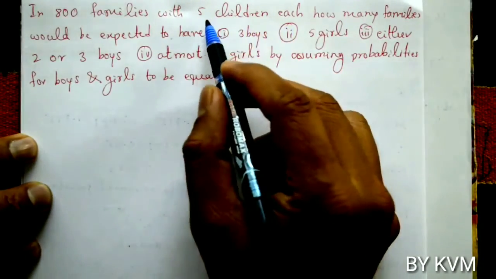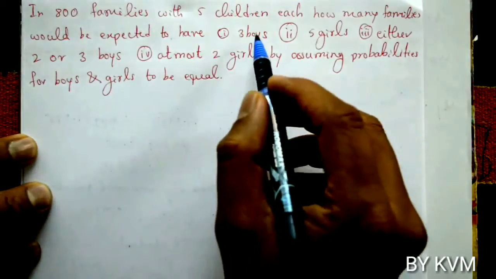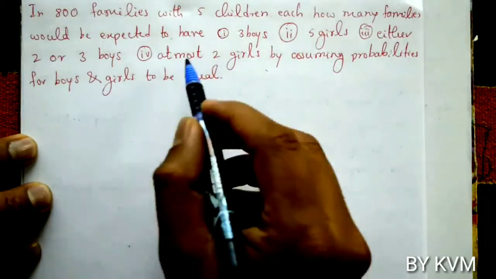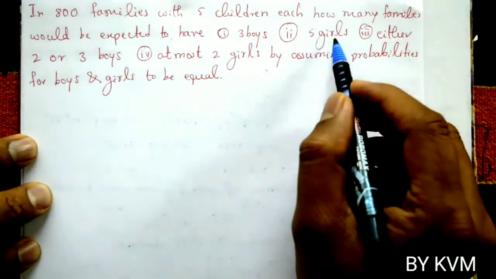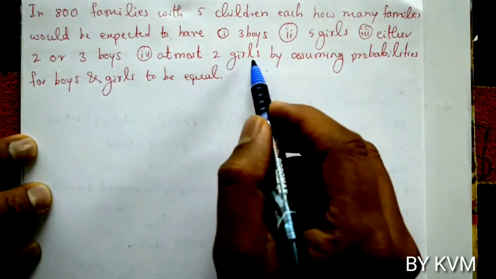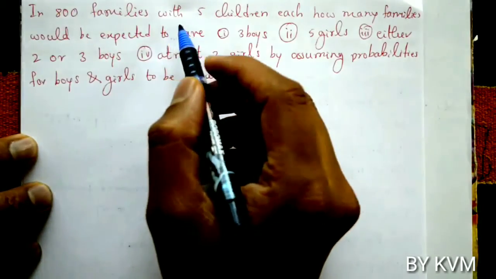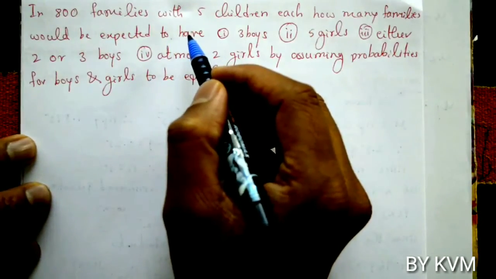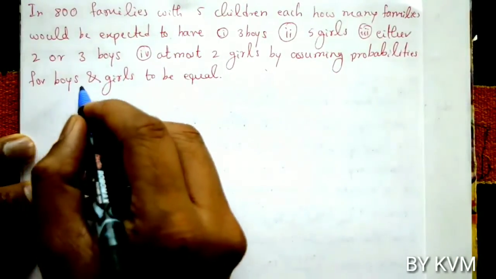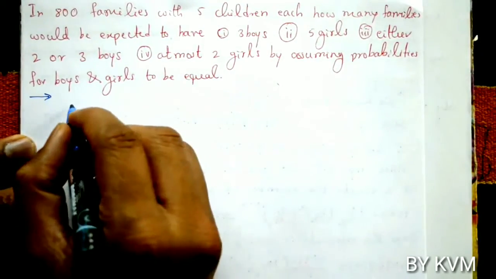Here 800 families are given, each family having 5 children. So we have to find the expected number of families for the first case 3 boys, second 5 girls, third case either 2 or 3 boys, fourth case at most 2 girls. But here the condition is given, assuming probabilities for boys and girls to be equal.